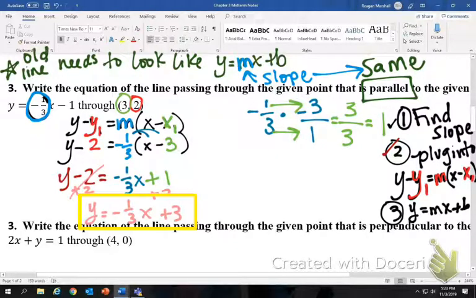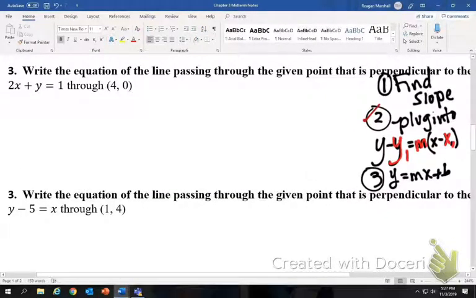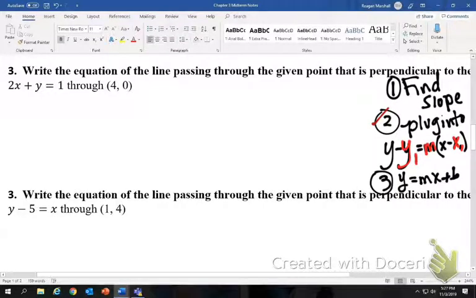We're going to use these same 3 steps on the next problem. So this next problem, what you need to keep in mind, this one says, write the equation of a line passing through the given point that is perpendicular. So not parallel. Perpendicular means the new slope is going to be opposite sign and the reciprocal.